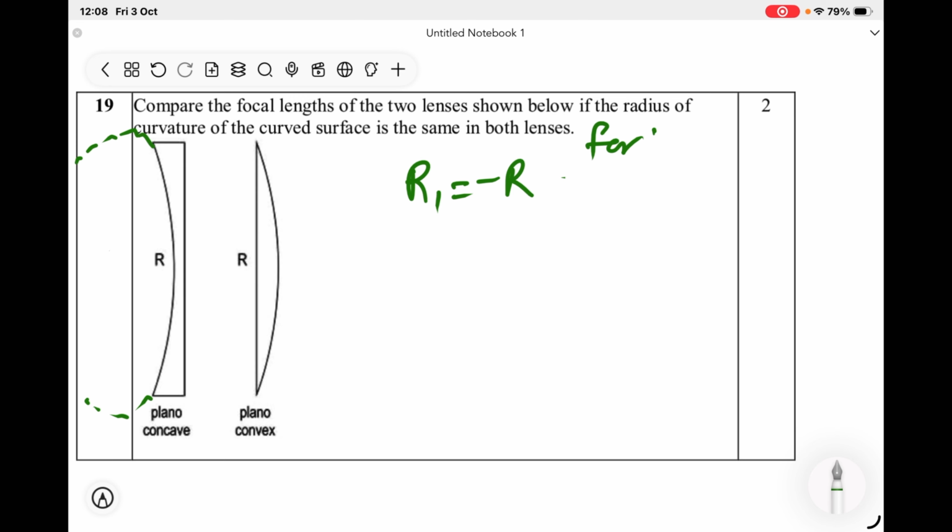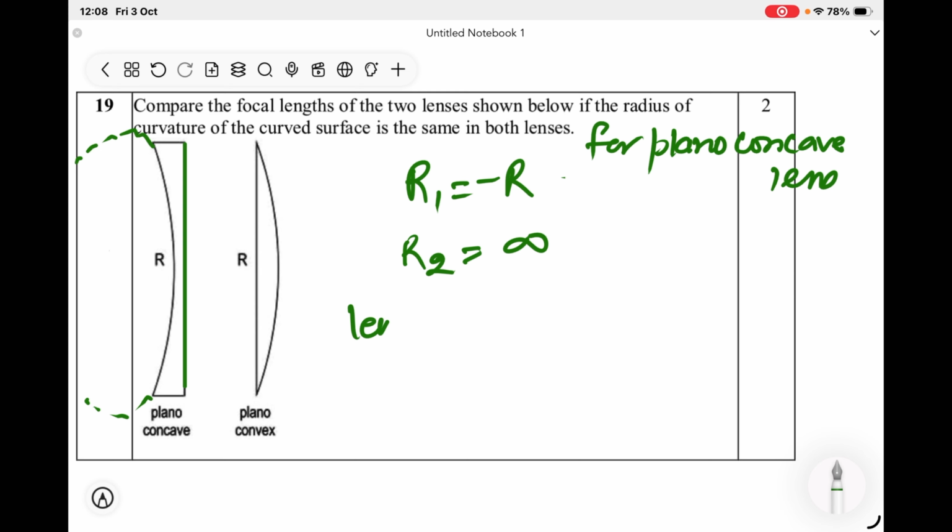This I'm doing for the plano concave lens. And R2 is straight. This is the straight face, so you can write R2 as infinity. For straight lines, radius is infinity. So you can write like this. And now you can use the lens maker formula.